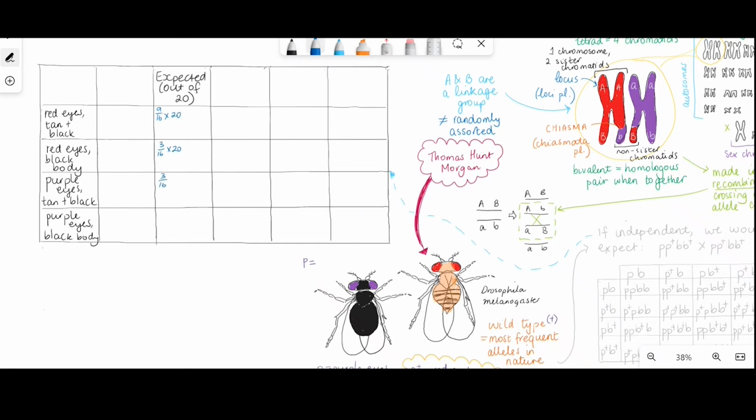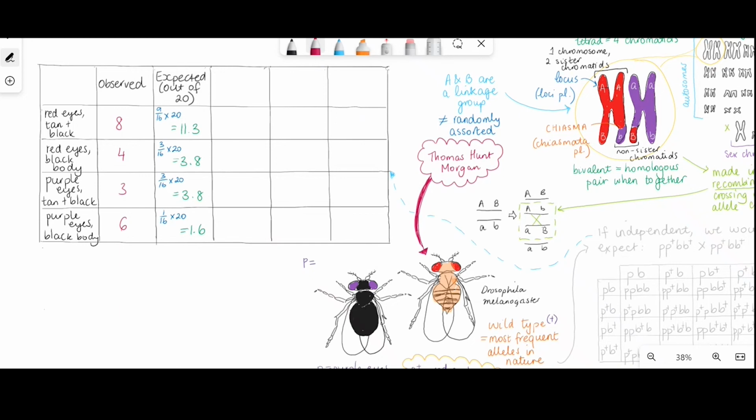Okay, so 9 out of 16 as a fraction multiplied by 20, it'd be roughly 11 that you'd expect to show both dominant traits. Nearly 4 each are the ones with one dominant, one recessive trait, and only about one fly should have both recessive traits. But in our experiment, what we observed was different. Instead, we got 8 flies with red eyes and tan bodies, 4 with red eyes and black bodies, 3 with purple eyes and tan bodies, and 6 with purple eyes and black bodies. Seems kind of different, but is it statistically different?